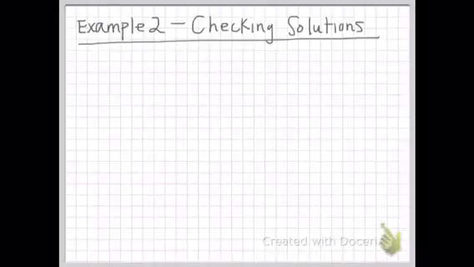Example 2, checking solutions. Now class, this one is very, very simple. It's an easy process. All you have to do is plug in the number that they give you for the variable. And I want you to think about the word solution. So we're checking for solutions here. Well, apart from math, what do you know about solutions? They're answers. They're potential ways that you can solve something.